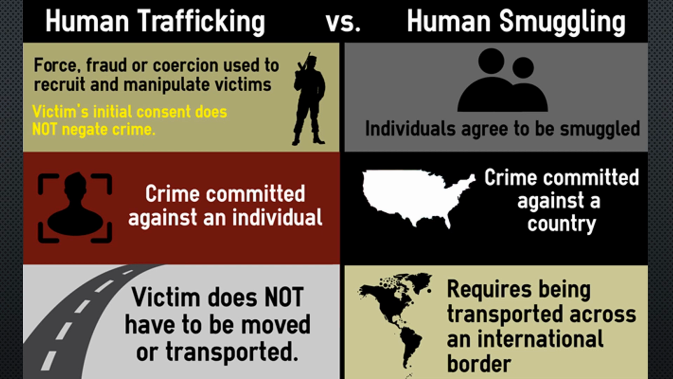So now that we know what human trafficking is, let's look at what human trafficking is not. Human trafficking is a crime committed against an individual. It does not require that victim to be moved or transported, and it occurs through force or coercion of a victim. Now remember that a victim may say, hey, I was willing to do this job the first time and now I'm not willing. Once that victim says, hey, I would rather not, but is forced to continue, that's when it transitions into becoming human trafficking. Human smuggling is a crime against a country, and it, by definition, requires the transport of that person across an international border. And often, individuals agree to be smuggled.